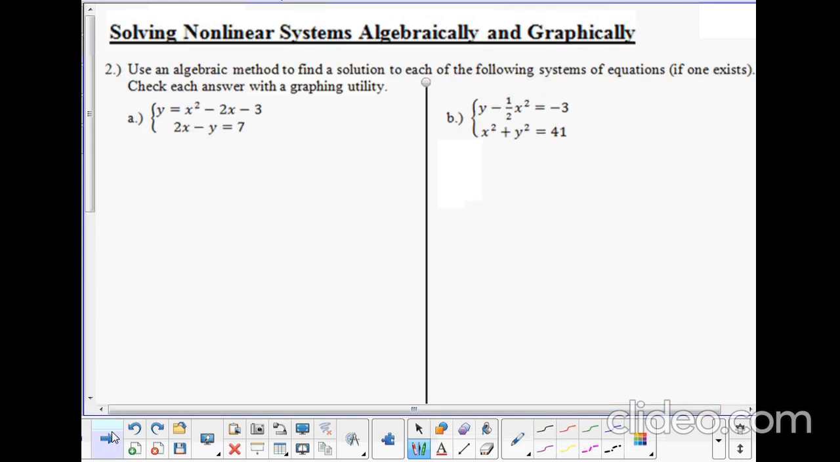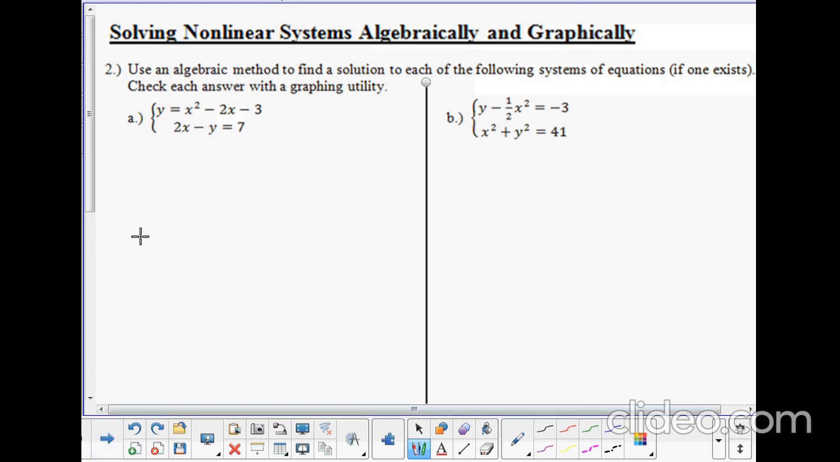So in problem number 2, it actually says use an algebraic method to find the solution to each of the following systems of equations, if one exists. So sometimes there is no solution. And check your answer with a graphing utility. So when we're dealing with non-linear systems of equations, it is most commonly easier to solve algebraically through substitution.